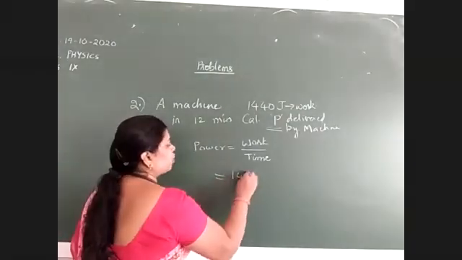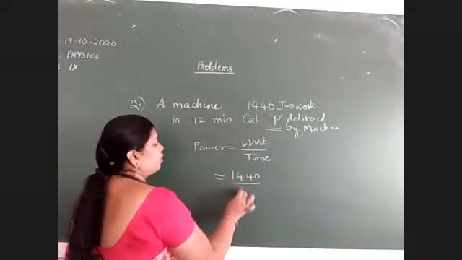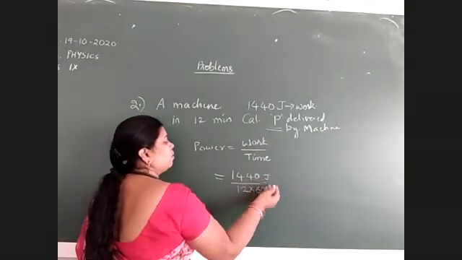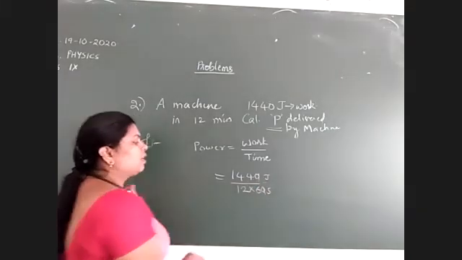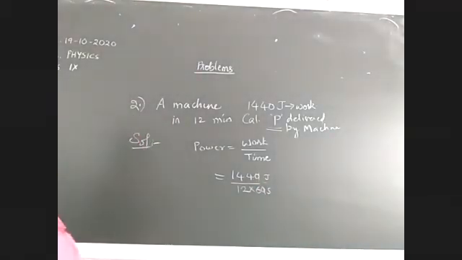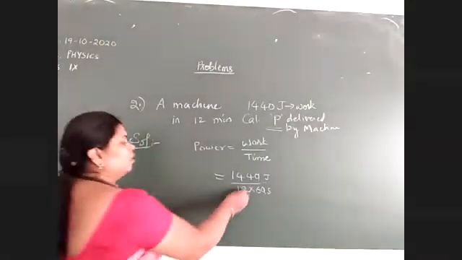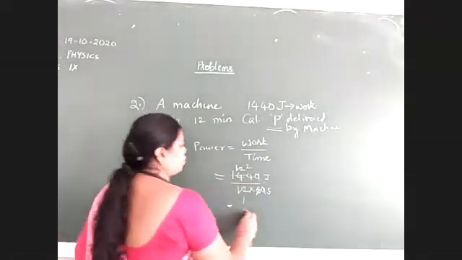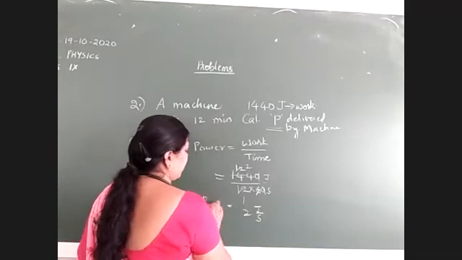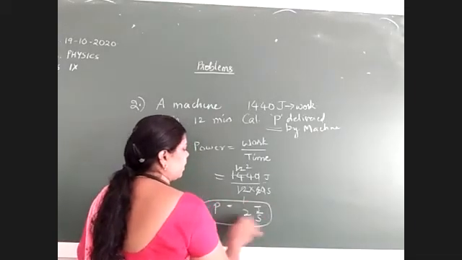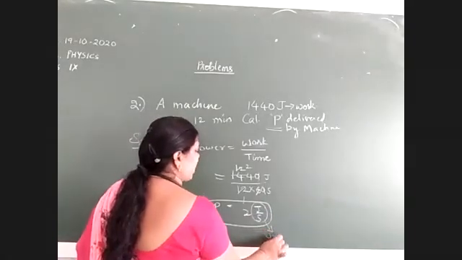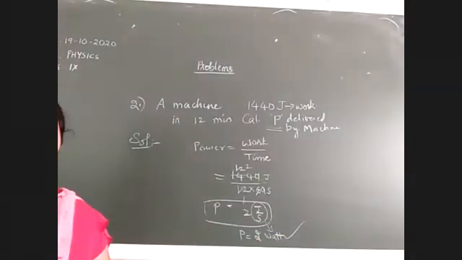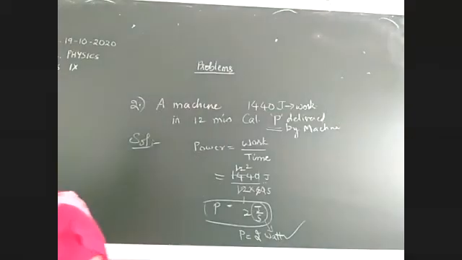So work is 1,440 as it is, but instead of 12 minutes, I need to convert it into seconds. So joule per second. Now 0 gets cancelled. 12 ones, 12 ones, 6 ones, 6 twos. So 2 joule per second. Power value is nothing but 2 joule per second. But this joule per second can be written as watt. So 2 watts is your answer. What is the power now? 2 watts. Please copy down.